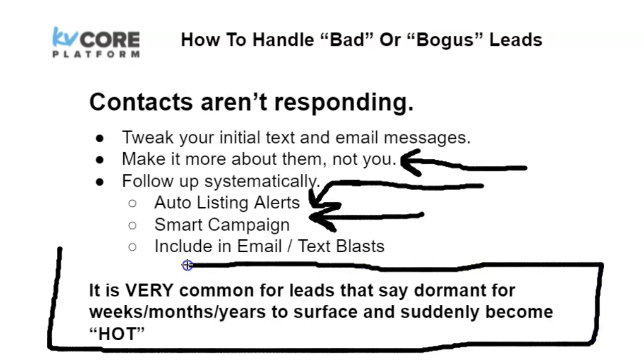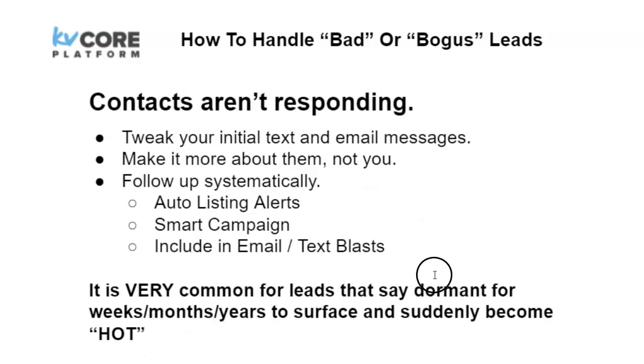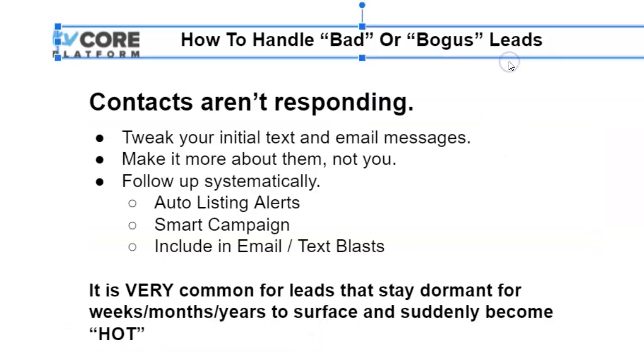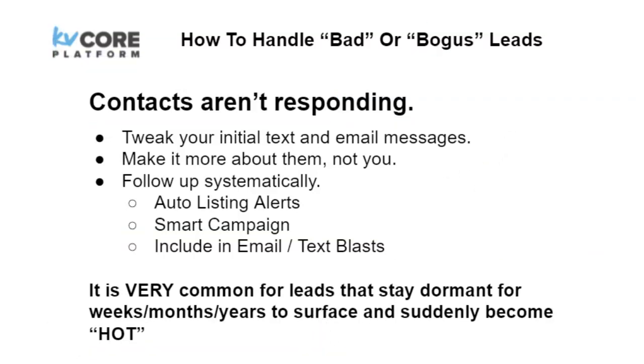It is very, very common for leads that stay dormant for weeks, months, and years to surface and suddenly become hot. It is very common for somebody to opt into a real estate offer, not be quite ready, but to open all your emails, to occasionally see your name connected to an email, to get a few of your text messages, never respond to you, and then two to three years down the line, when they are ready, they will call you because you're the person who's been following up consistently for years and years and years. So keep that in mind. Just do the normal things, and don't consider a contact that is not responding a bad or bogus lead.